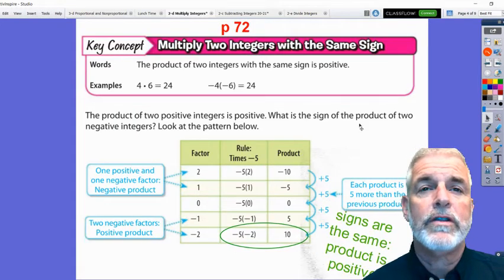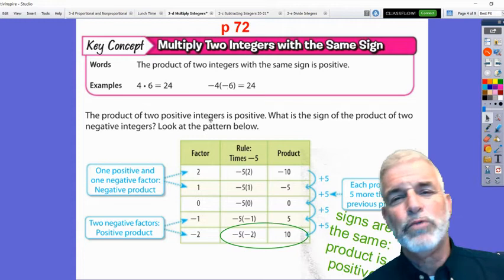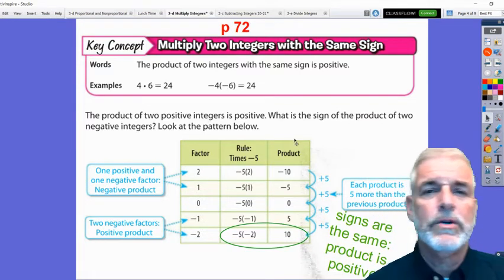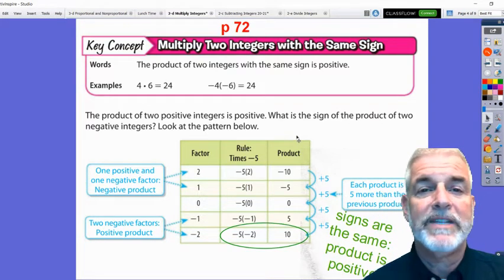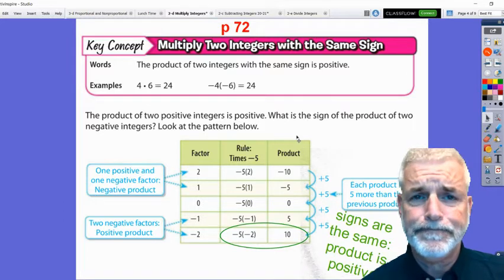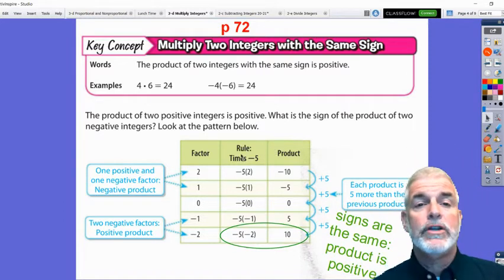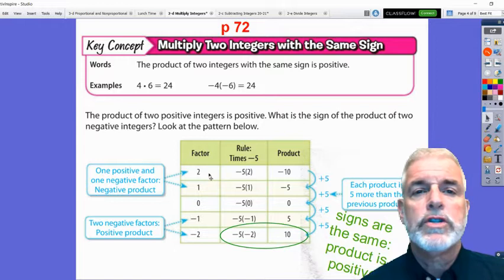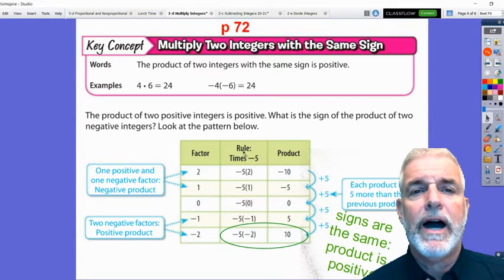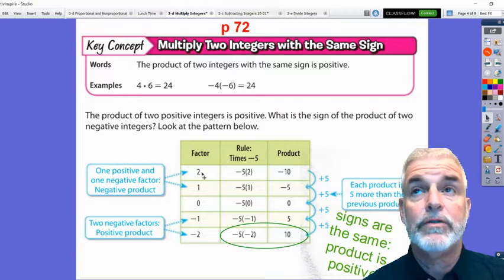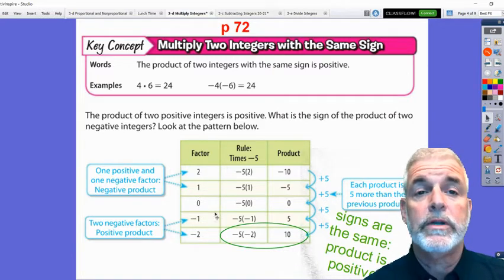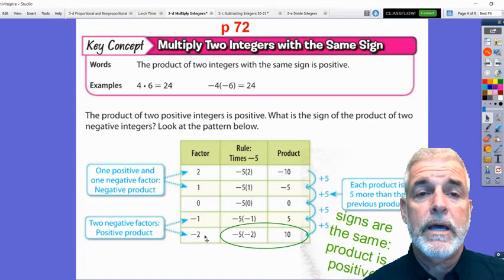What about when the signs are the same? Now, this rule is a little bit more difficult to get to in a real tangible example. But what they can do is use this table. So you have negative 5, which is a negative number that you're multiplying, and you multiply it by a positive 2, then a 1, then a 0. So in this table, you see this factor keeps going down by 1.